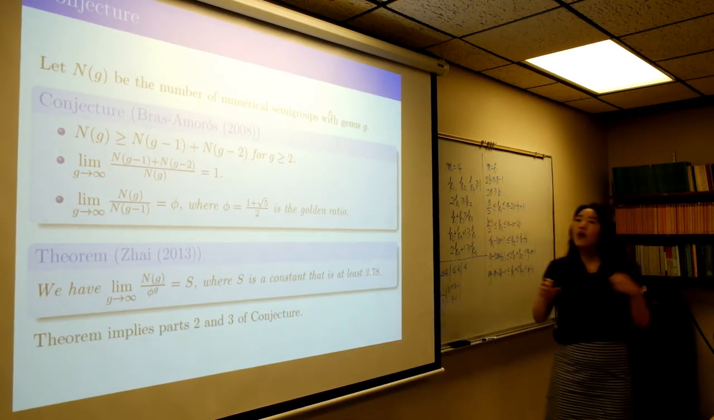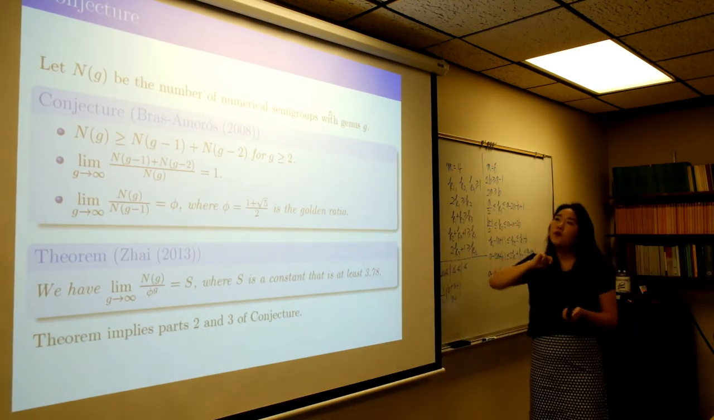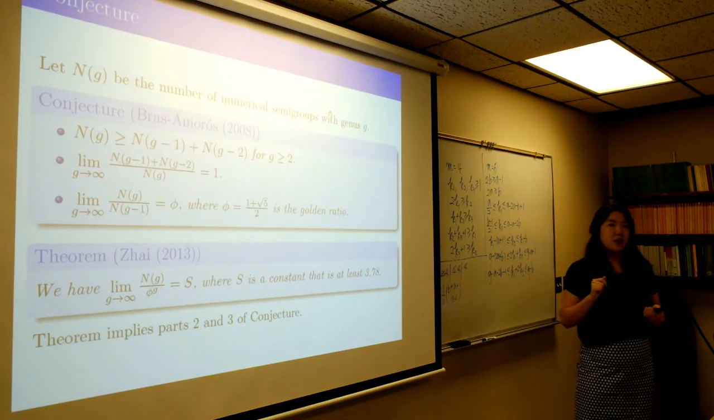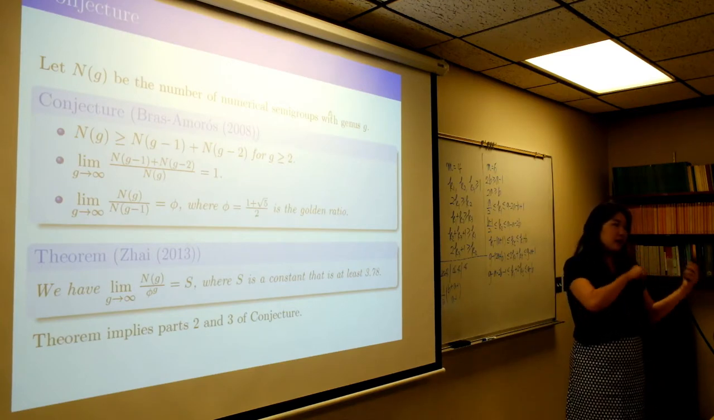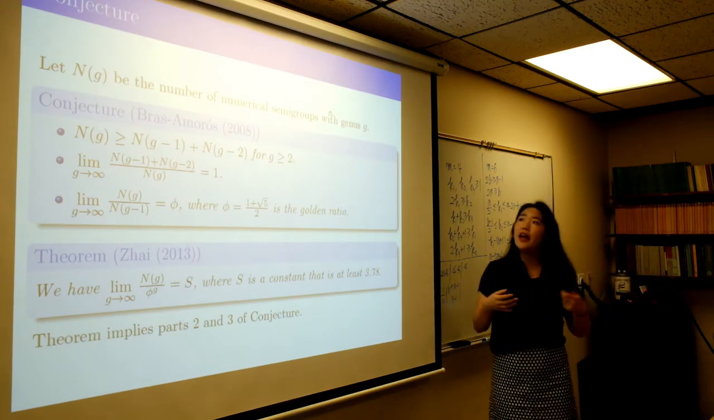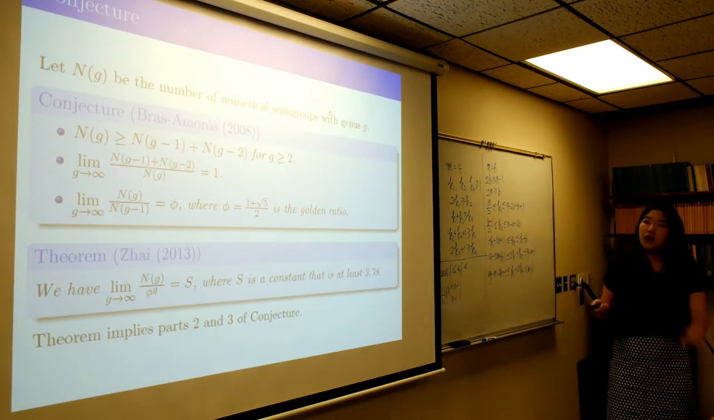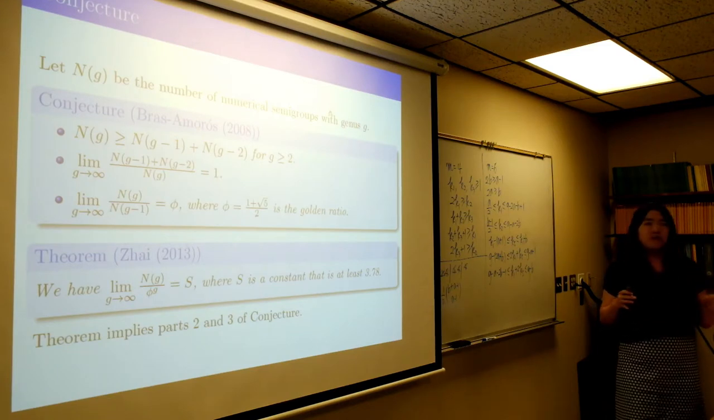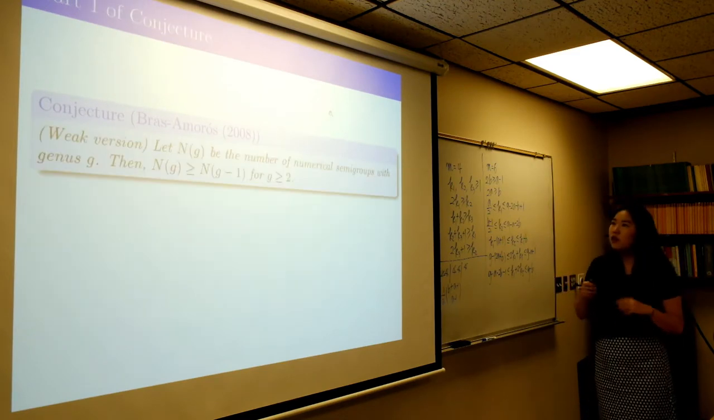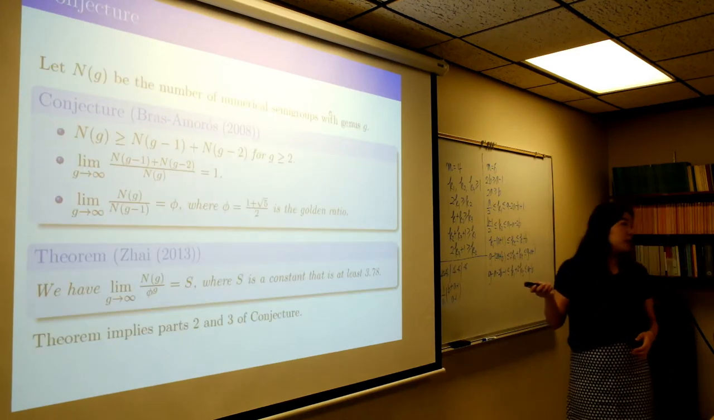And moreover, what makes this conjecture very difficult is, so far we know the value of n of g until g is equal to 68. So computing g equals 67 to 68 takes 1 year by computer. So it's almost impossible to get the value of, say, n100. That's going to take a really long time. So we do not even know the value of N70, N80, or something higher than that. So the first part of the conjecture is still open for a general g greater than or equal to 2.